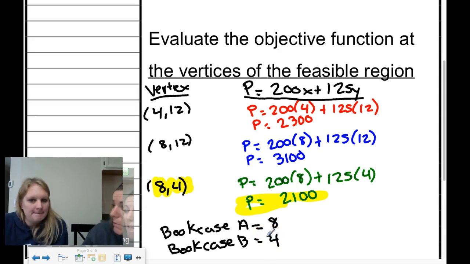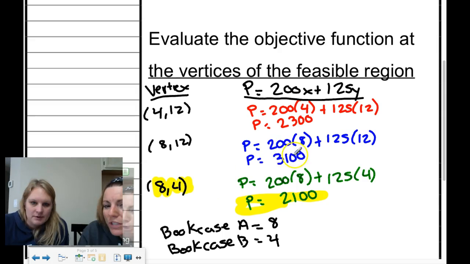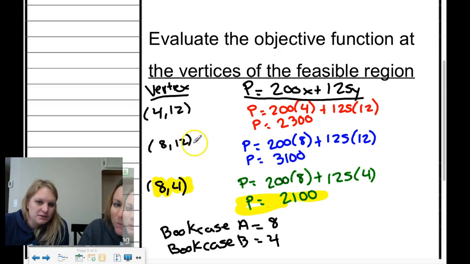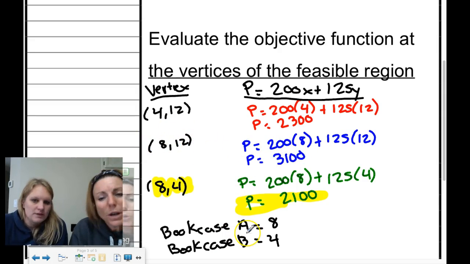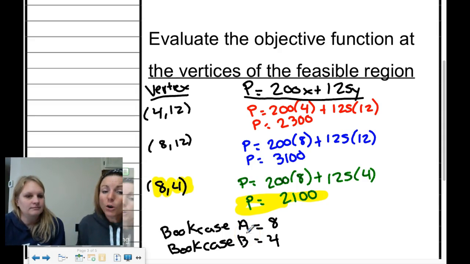If they would have said we want to maximize profit, then obviously we would have chosen 3,100, and we would have made 8 and 12. So you really have to read the question. Are we minimizing or are we maximizing? That is the purpose of the objective function.